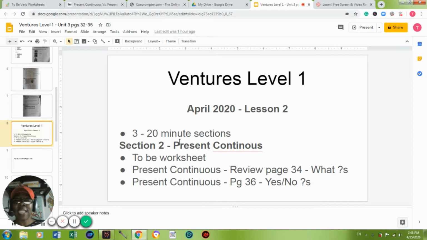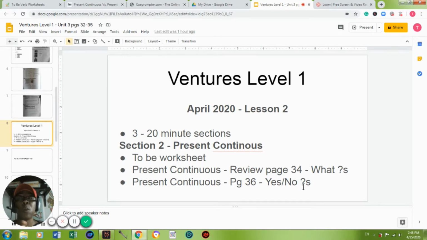So in this next section, we are actually going to be going over the verb to be. Okay, we're going to go over the verb to be, and we are also going to review the present continuous. We did that in lesson 1. So in lesson 2, we are going to do a little bit more review with the present continuous, with the what questions and with the yes no questions.